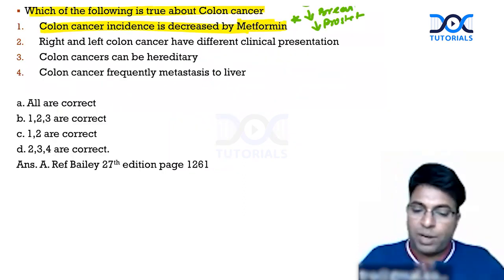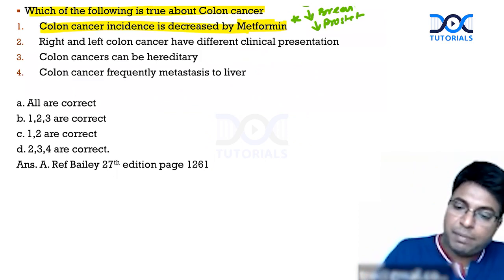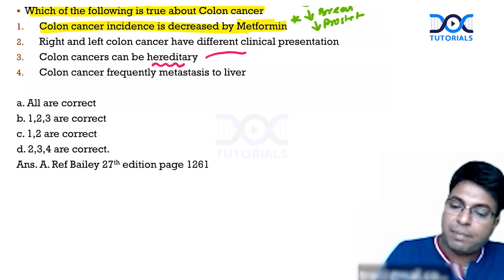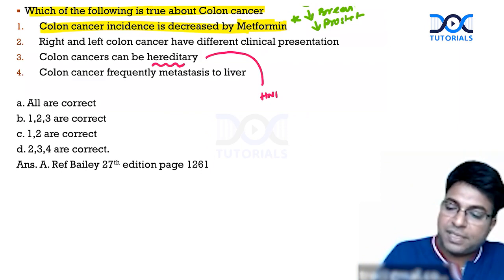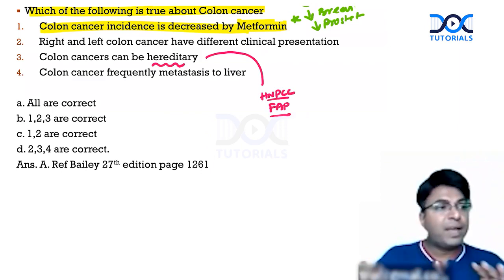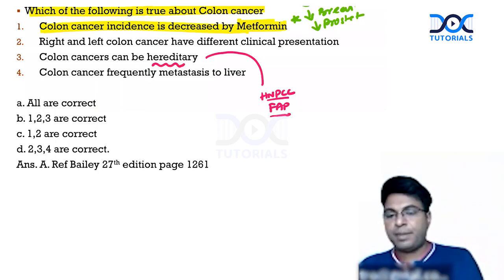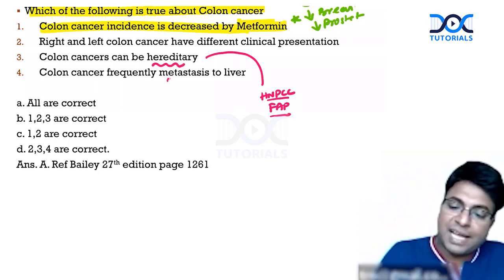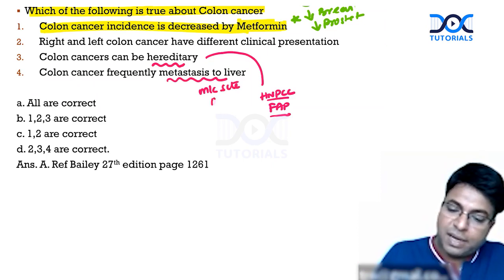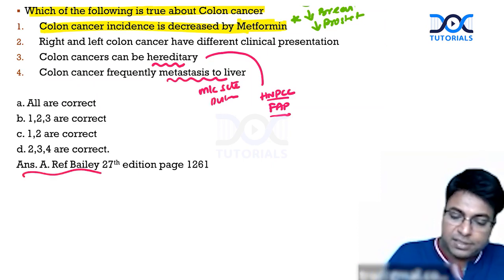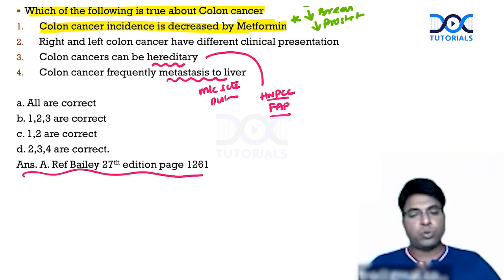Okay. Colon cancer can be hereditary. Yes, it can run in families. Those who have HNPCC or familial adenomatous polyposis will develop hereditary colon cancer. Colon cancer frequently metastasizes to the liver. Yes, the most common site of distant mets is the liver. So all points are correct in this. No doubt in this. It's a clear-cut, simple question.